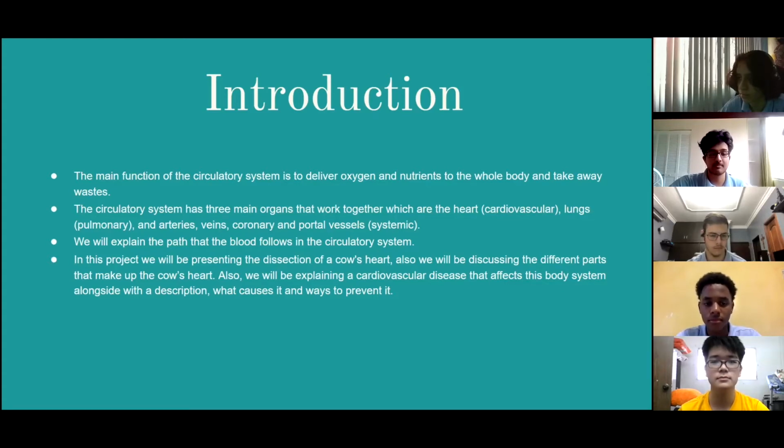We will explain the path that the blood flows in the circulatory system. And in this project, we will be presenting the dissection of a cow's heart, as well as discussing the different parts that make up the cow's heart. Also, we'll be explaining a cardiovascular disease that affects this body system alongside with a description, what causes it, and ways to prevent it.